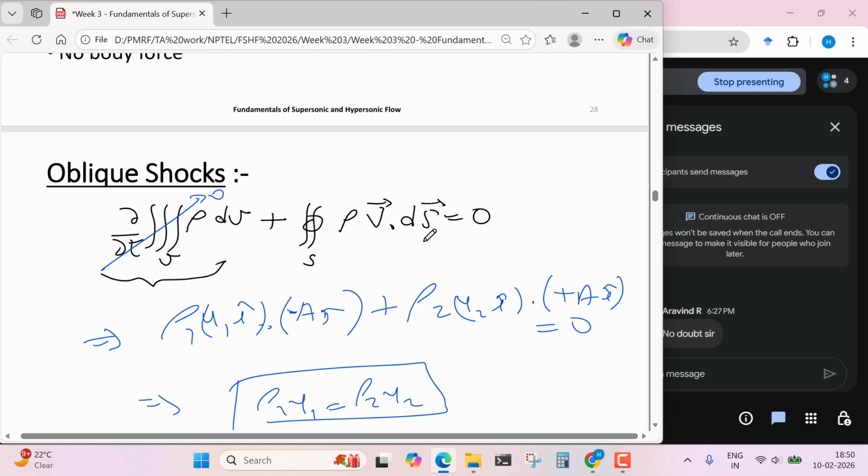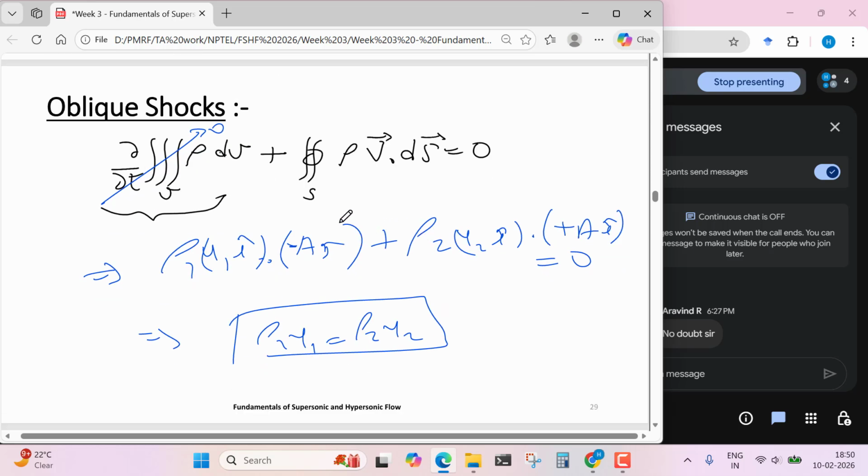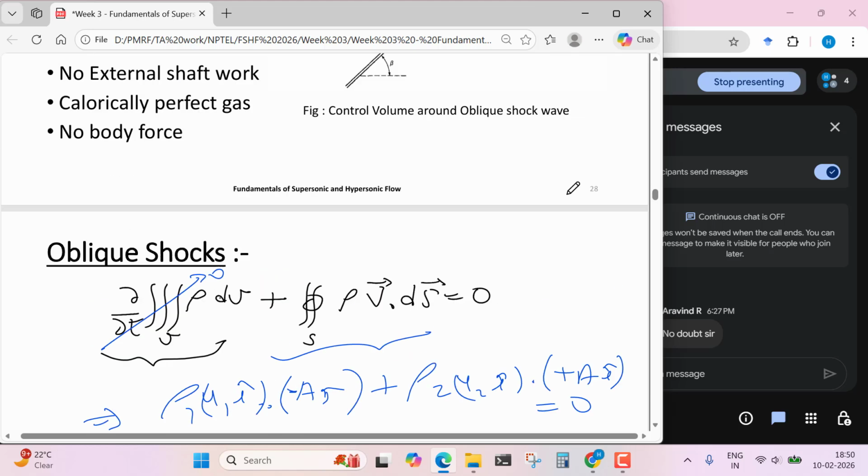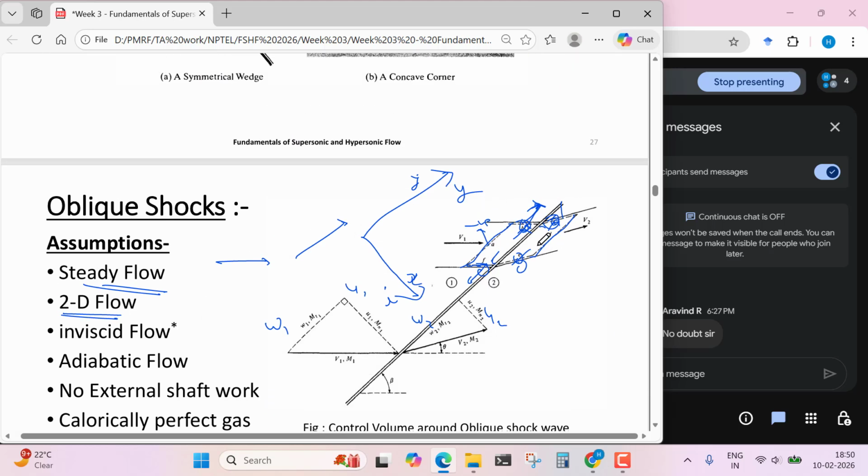So we'll see the continuity equation first. ∂/∂t triple integration ρ dV plus double integration ρ V·dS equals 0. As flow is steady, this term will go to 0, and for this term we will write it for two surfaces which we have seen, A and D.